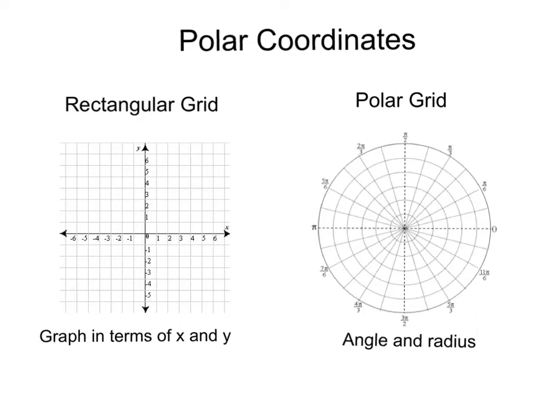Most likely all your life you've been graphing on a coordinate plane like this. This is known as the rectangular grid, and we graph in terms of x and y. Starting with our x value, going up to our y value, we can plot points on such a graph. But what they never told you was there's a second type of grid we can use called the polar grid. As a replacement to using x and y coordinates, this graph utilizes the angle and the radius.